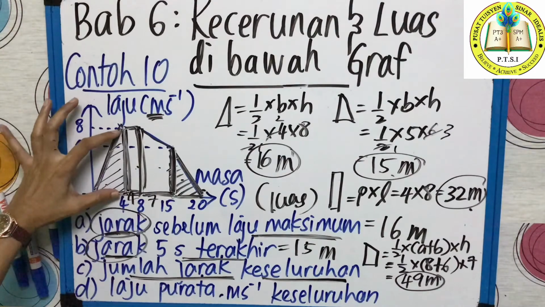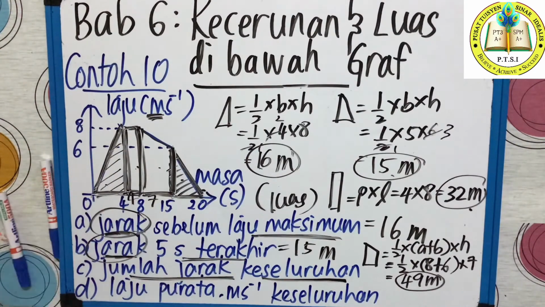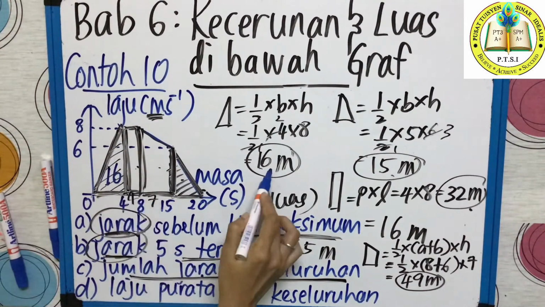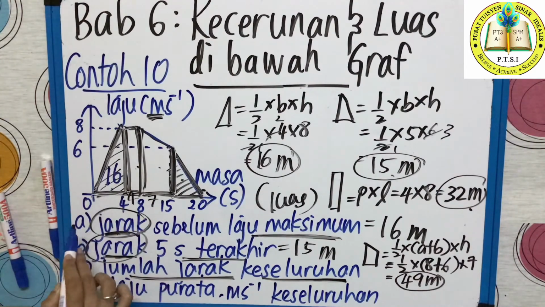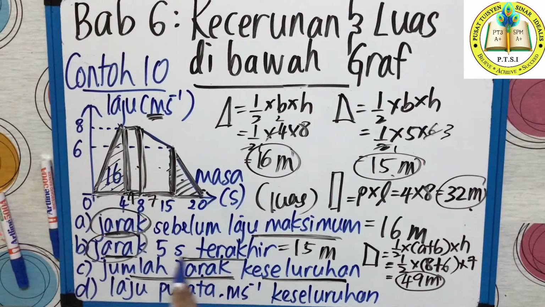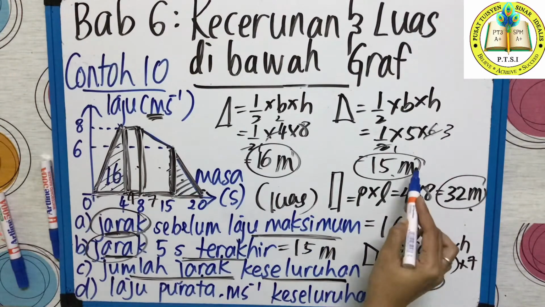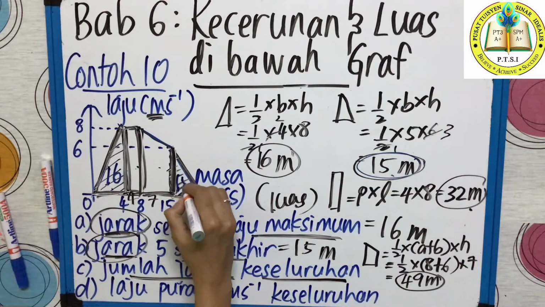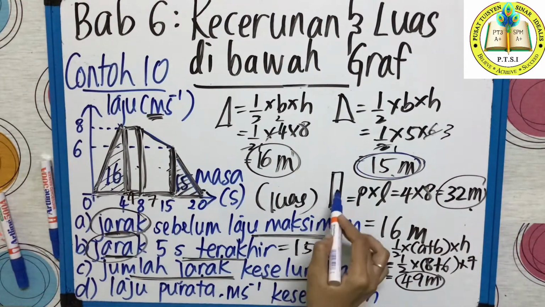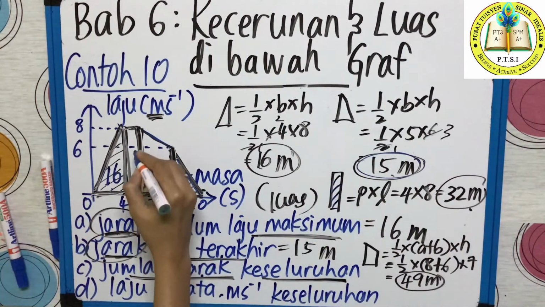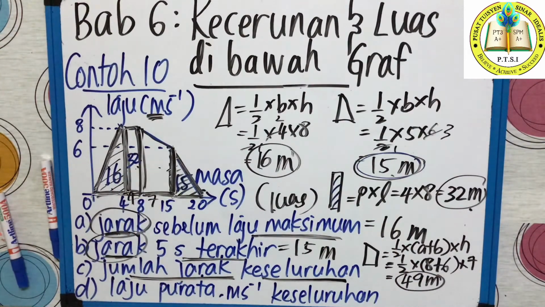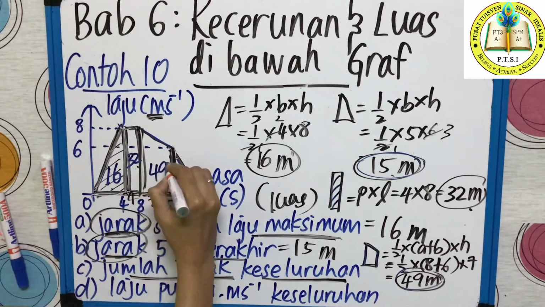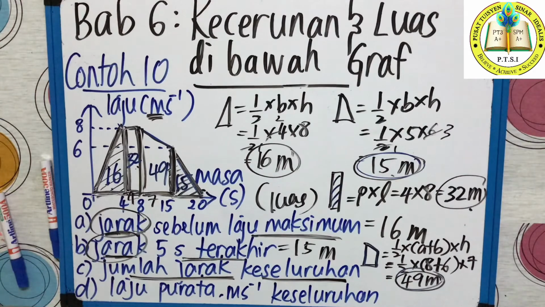So this area finish 16. So cikgu tulis dengan pen biru. This is 16. The eighth question you find out. B jarak 5 saat terakhir. The last 5 seconds you get 15. So teacher put here 15. Finish. And then you do for rectangle area, right? You get 32. So here is 32. And lastly you did for trapezium. You get 49. So this is 49. So bila soalan minta jumlah jarak, you have to plus all this.